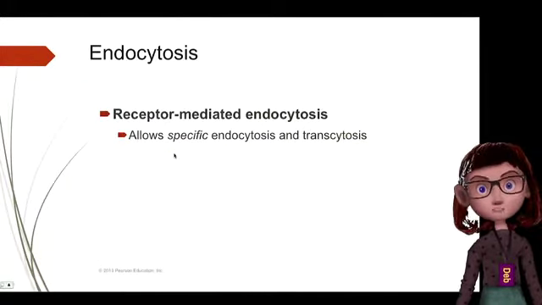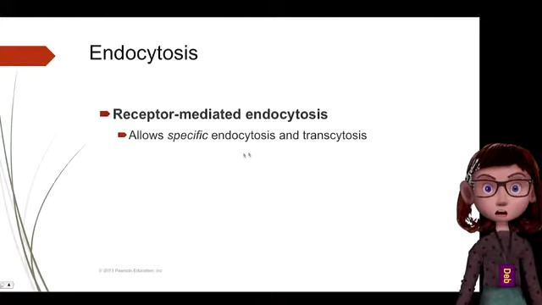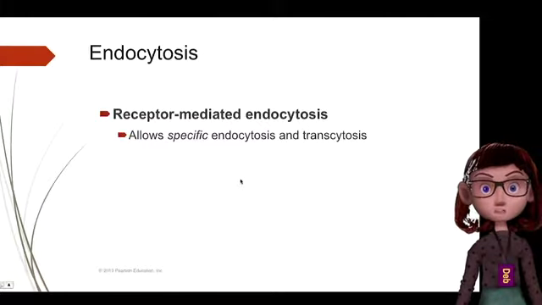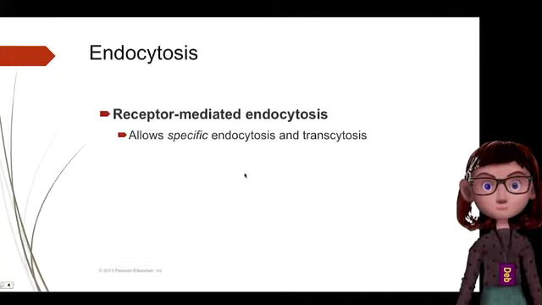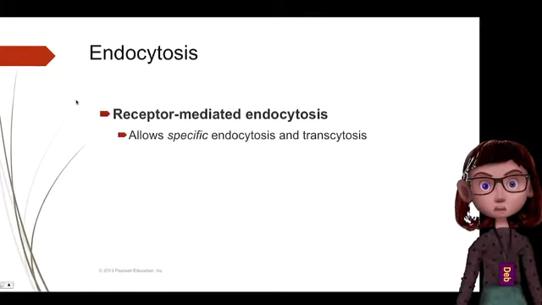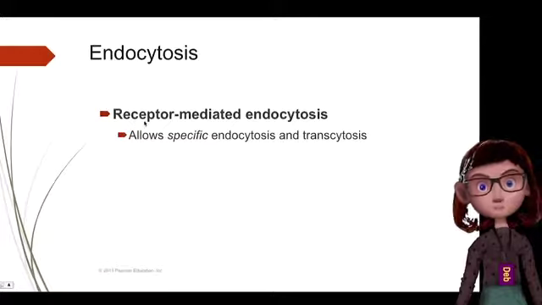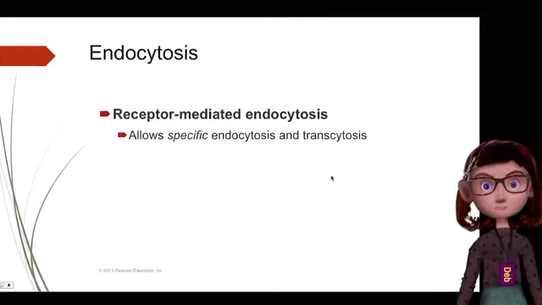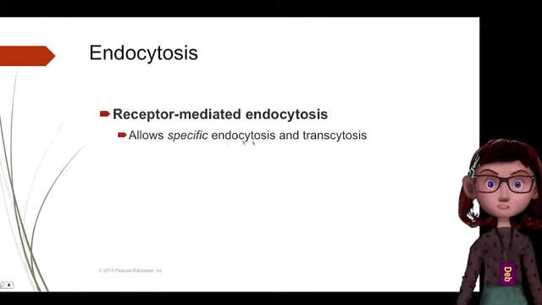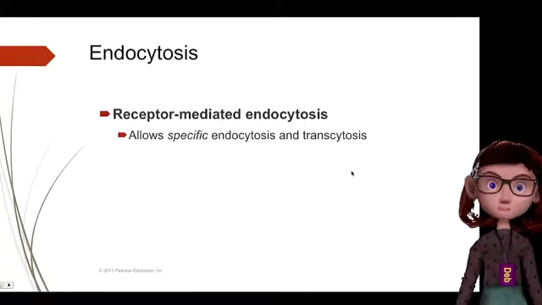Receptor-mediated endocytosis allows a specific endocytosis, so it's going to be bringing something into the cell that is very specific, something that the cell needs, and also transcytosis. So it will take a very specific material that will initiate this, the receptor. It will activate this receptor, and when this vesicle is formed, it can move the material inside of that vesicle across the cell. So both specific endocytosis and specific transcytosis.